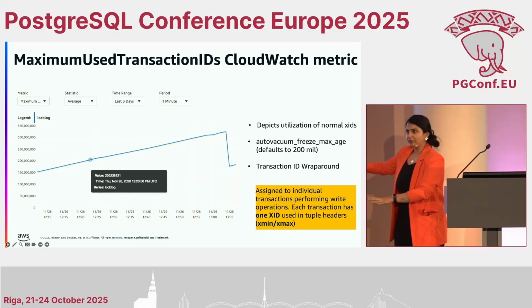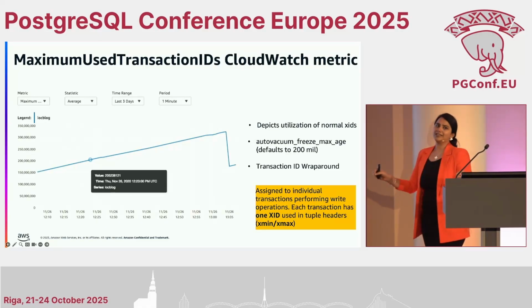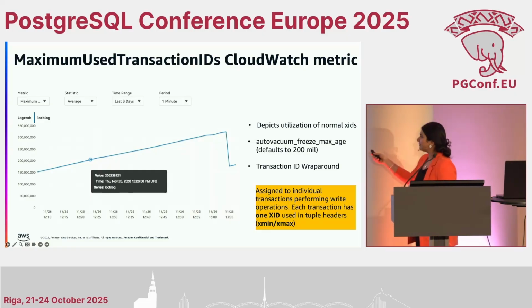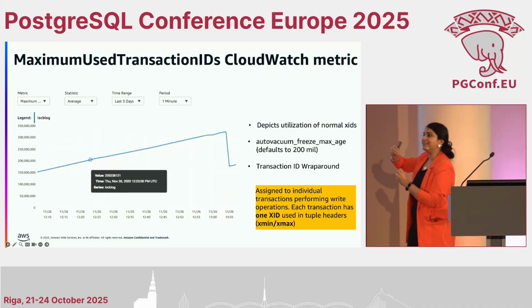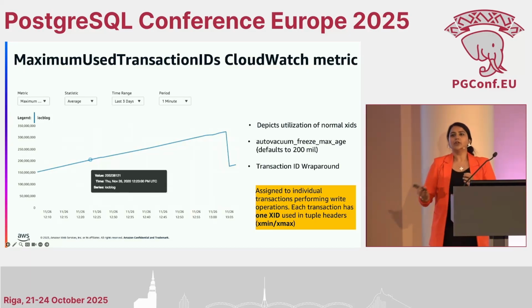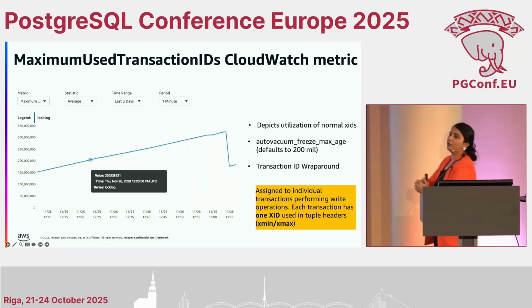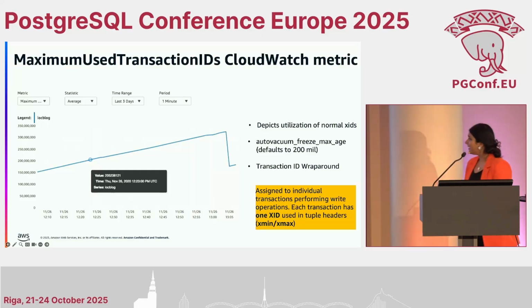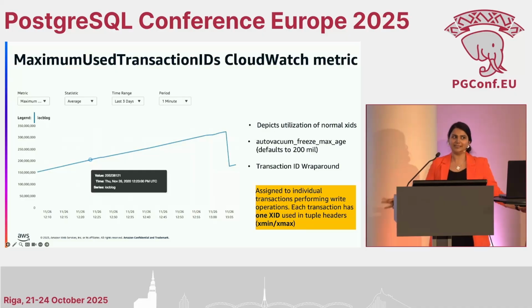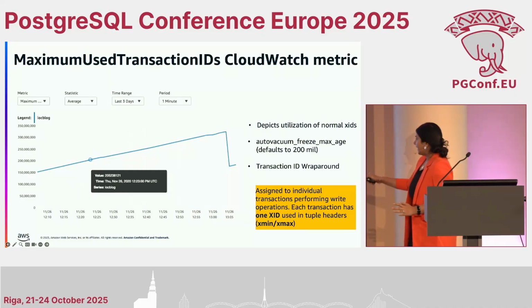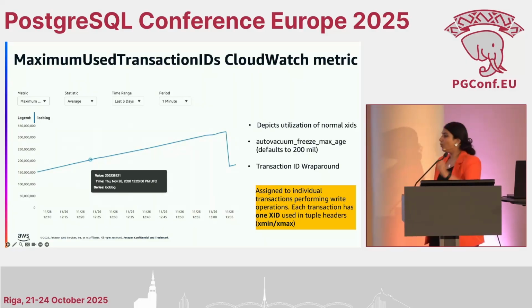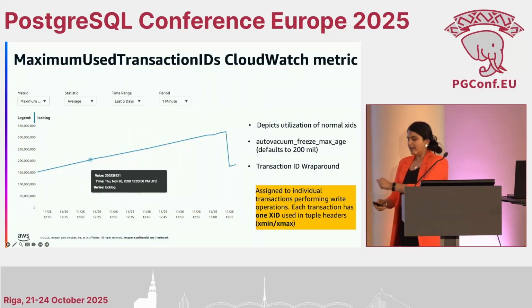So, you know this graph, this is what it shows, the max used transaction IDs, the normal transaction IDs. When autovacuum_freeze_max_age reaches, when the transactions utilized reach this threshold, autovacuum will trigger to freeze transaction IDs so that you don't get into a wraparound, right? And in this graph, it only depicts standard, normal transaction IDs. So assigned to individual transactions performing write operations, and each transaction has one XID used in the tuple headers.